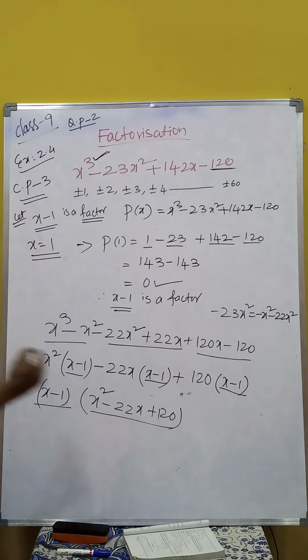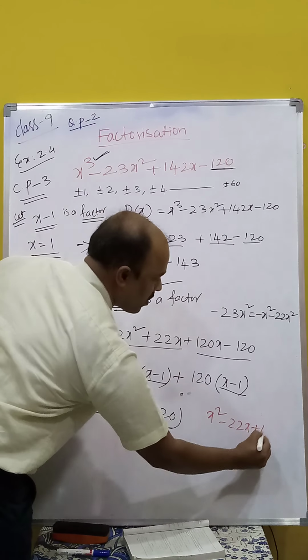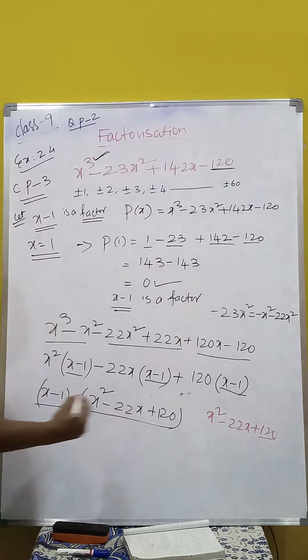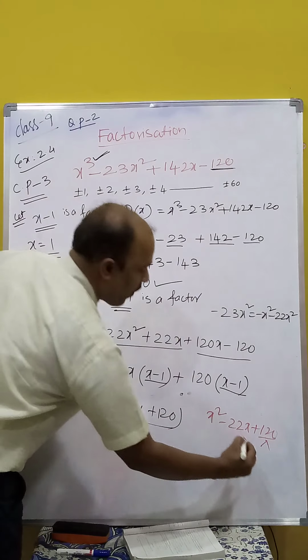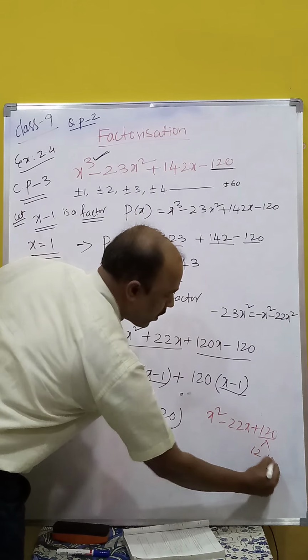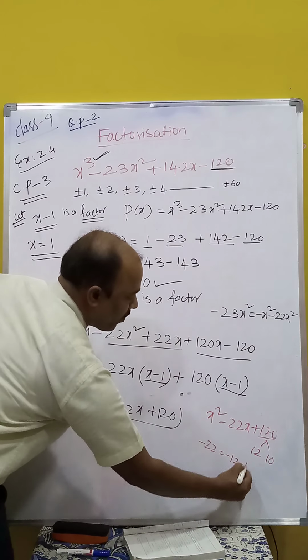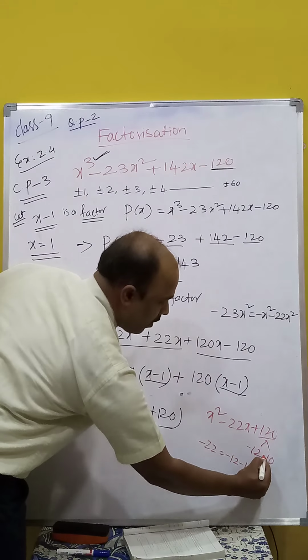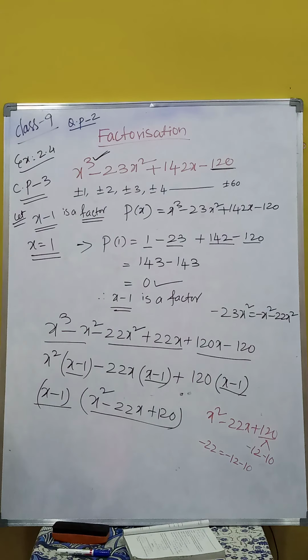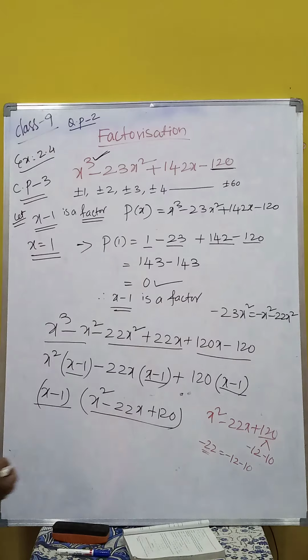What is here? x square minus 22x plus 120. This only we will do now. What is the constant here? 120. 120 factors. What is the middle term here? 22. 120 factors are 12 into 10. Middle term is what is? Minus 22. How to write? Minus 12 minus 10, it's a minus 22. Here also change minus 12 and minus 10. If you multiply, you get plus 120. Minus 12 into minus 10 is equal to what is? Plus 120. If add minus 12 and minus 10, we will get minus 22. Split the term now.